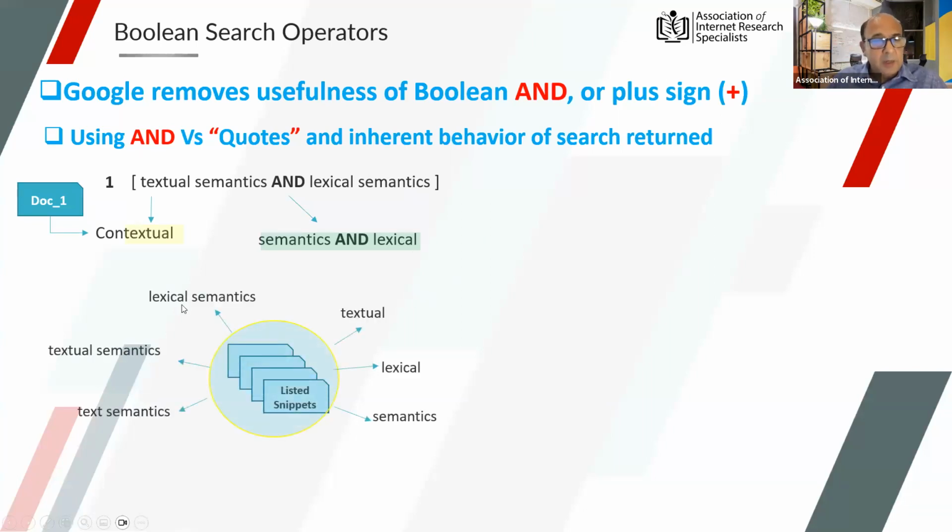The result is that it will do all these combinations. It will find textual semantics, text semantics, see, text semantics. It will find even contextual semantics. So all these behavioral issues will start to happen. And now we are going to see how we can use the quotation marks to overcome this behavior.